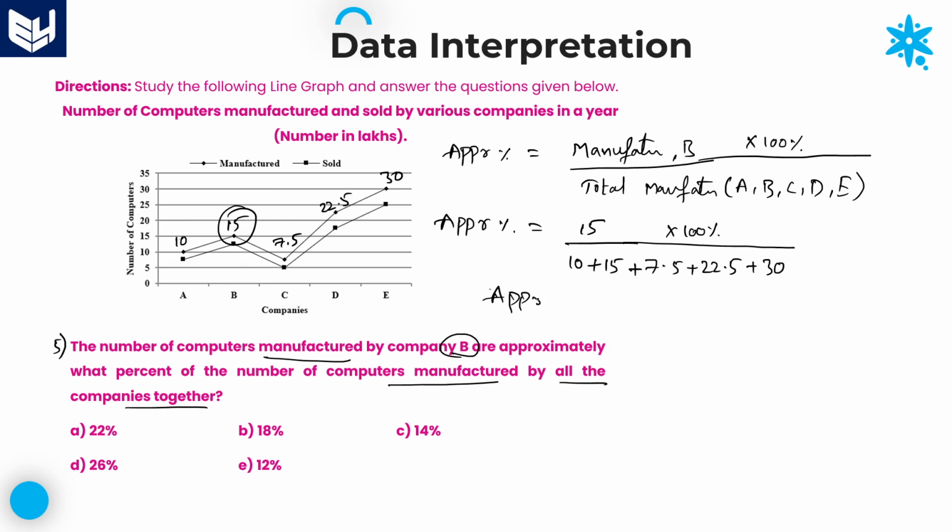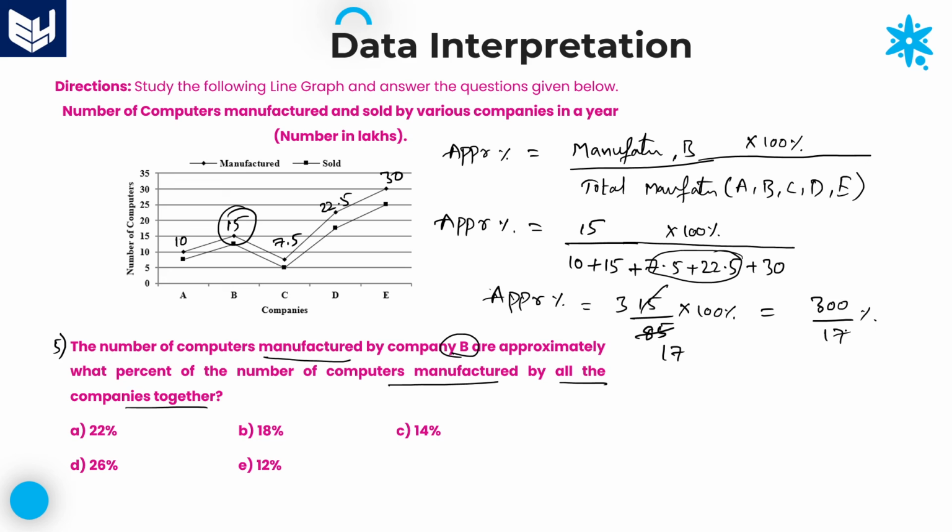Therefore, the required approximate percentage is equal to 15 by the sum of all these values. 22.5 plus 7.5 is 30. 30 plus 30, 60. 60 plus 10, 70. 70 plus 15, 85. 15 by 85 into 100 percentage. Now you just cancel with the 5 table. 5 3s are 15, 5 17s are 85, which gives 300 divided by 17. That is our required answer.